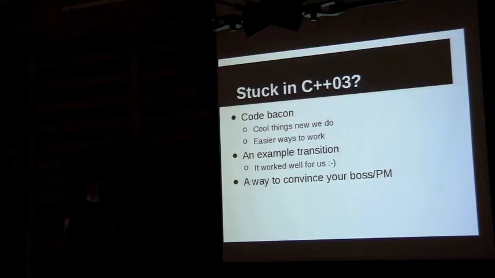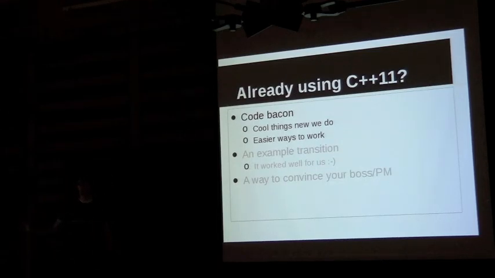What you're going to get out of this is, first and foremost, some code baking. That's my name for cool stuff that you can do. It's like the bacon on the end of a stick to tempt you into this new standard. Hopefully we'll give you some easier ways to work with that bacon. We'll also give you an example of a transition, how a company like ours went through it. It certainly worked out for us, so that is at least positive. Finally, you'll get a way to convince your boss or your project manager: hey, it worked for these guys, and I think it'll work for us too. Maybe you'll be able to make that argument. If you're already using C++11, then you're not going to get the last two, because you're already there.